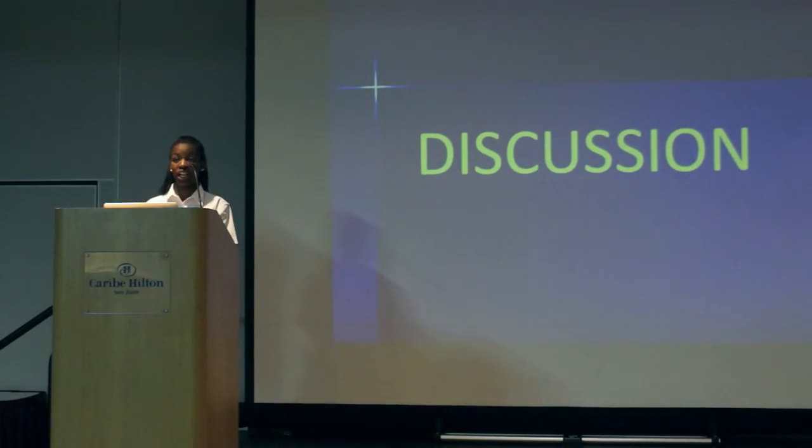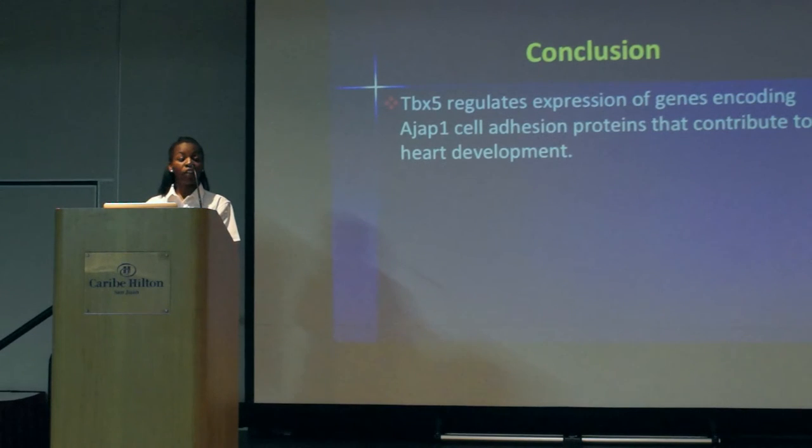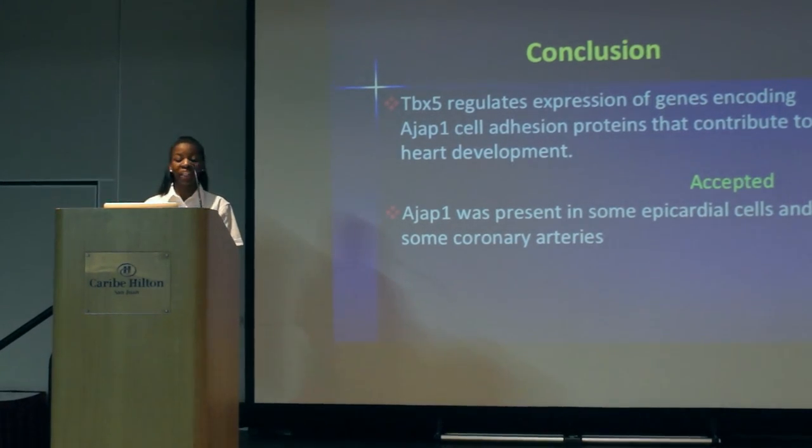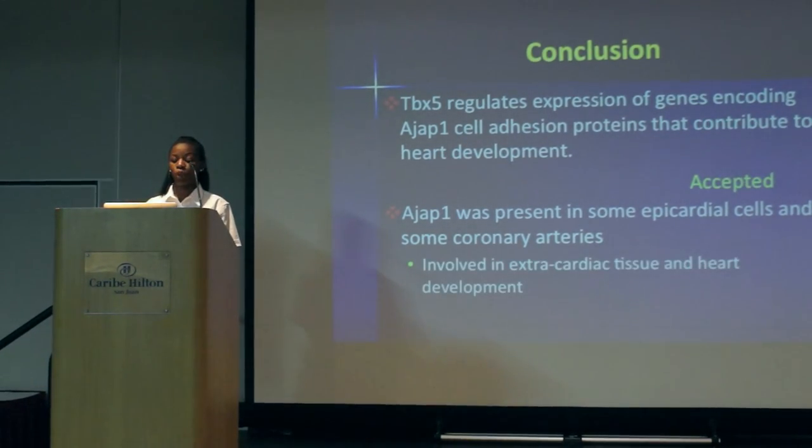This leads me to the discussion portion of my research. First, let me reiterate my hypothesis that stated TBX5 regulates expression of genes encoding HF1 cell adhesion proteins that contribute to heart development. This hypothesis was accepted due to the fact that HF1 was present in some epicardial cells and in some coronary arteries. By this, we are able to conclude that HF1 is involved in extracardiac tissue and heart development.